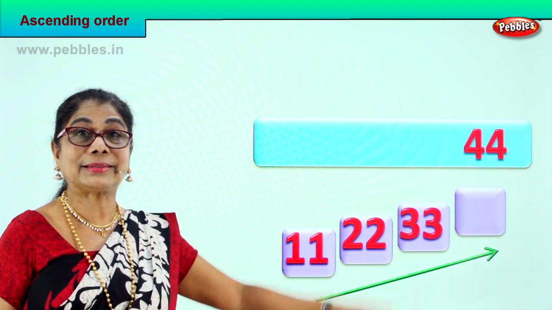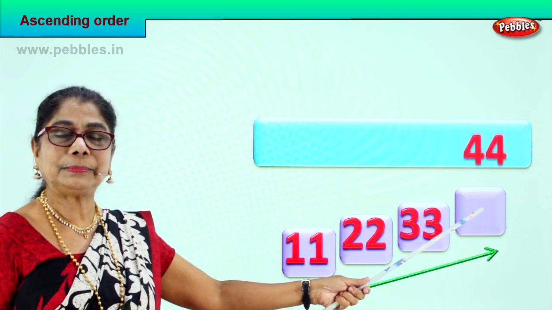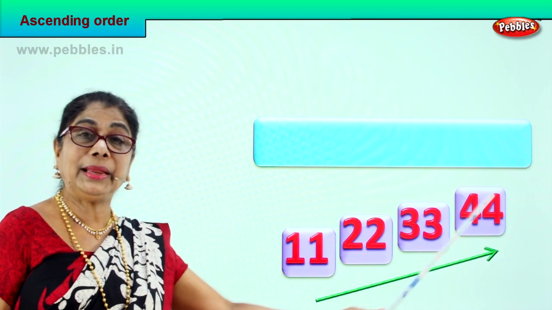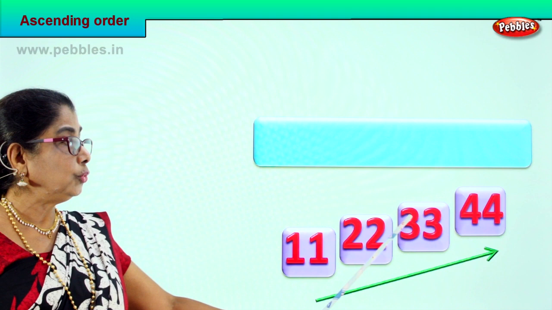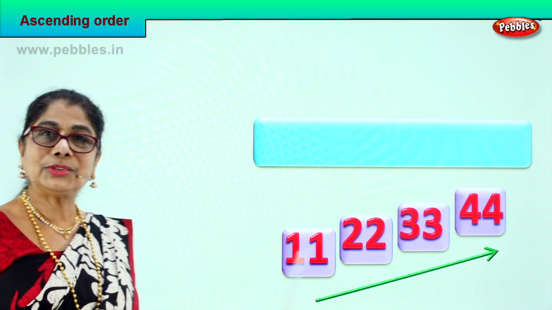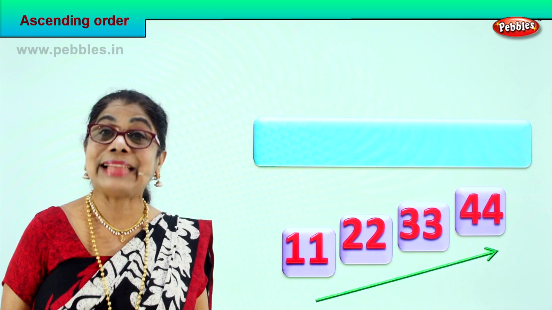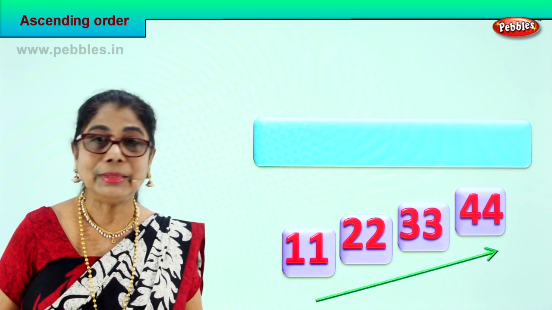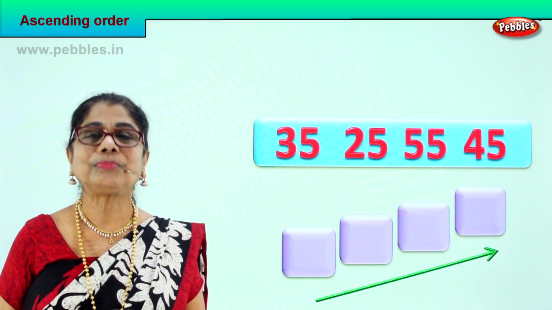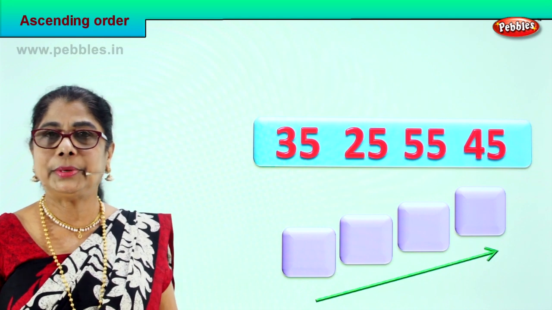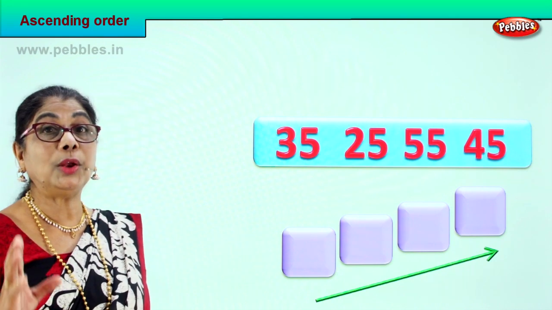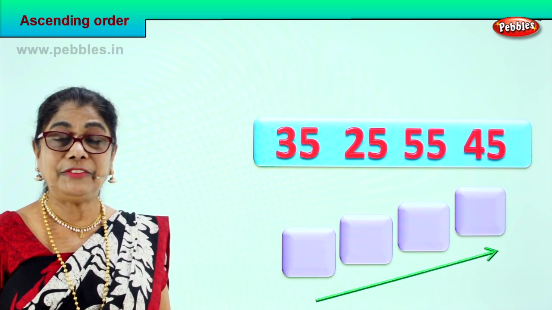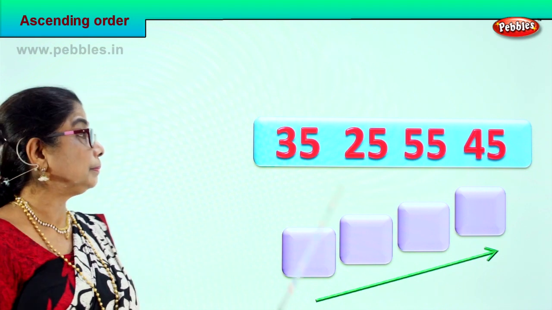Next we have the 4 tens. So we put it here, 4 tens. We are doing ascending order from small number to the big number. 11, 22, 33, 44. So we have put all the numbers in ascending order from the small to the biggest. Very good. Shall we go to next exercise? Good. Look at the set of numbers. And remember, we are looking at the tens place only. Easy to identify the smallest and the greatest.